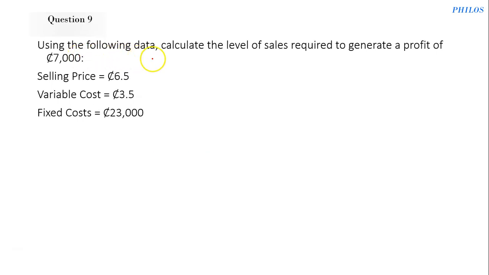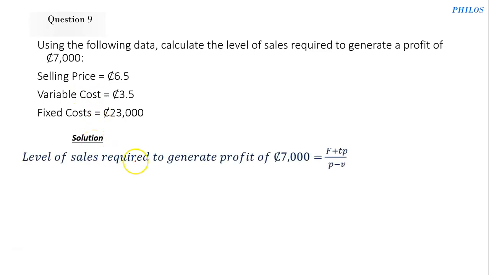Question 9. Using the following data, calculate the level of sales required to generate a profit of 7,000. So we have the P, the V, and the F. To solve this, the level of sales required to generate profit of 7,000 is equal to F plus TP divided by P minus V. Okay, so all we'll do here is the substitution. Our F is 23,000, the TP is 7,000, the P is 6.5, and the V, that's the variable cost, is 3.5. So when we substitute, we have 23,000 plus 7,000, all divided by 6.5 minus 3.5.